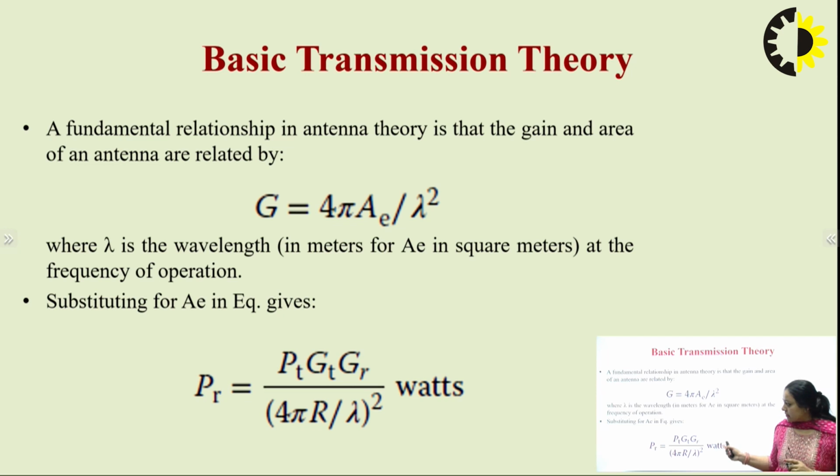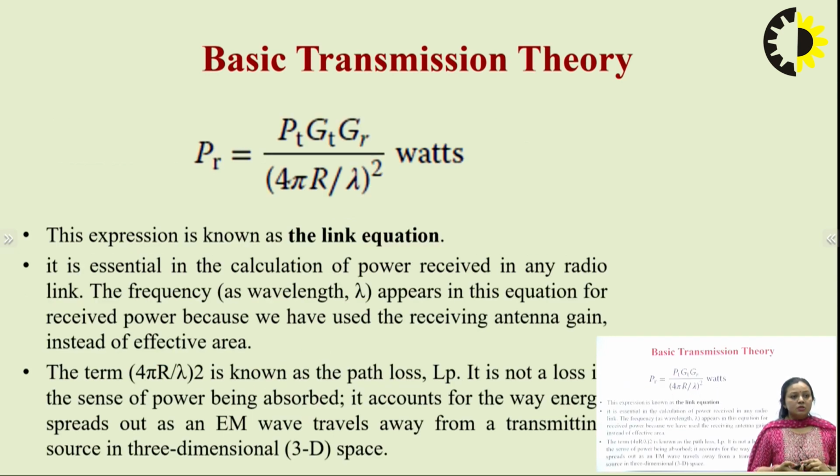This is the received power, where PT is my transmitted power, GT is the gain of the transmitting antenna, GR is the gain of the receiving antenna, and R is the distance at which you are calculating your flux density or your received power. Lambda depends on the frequency band which you have used. This equation is known as your link equation: PR equals PT GT GR by 4 pi R by lambda square.